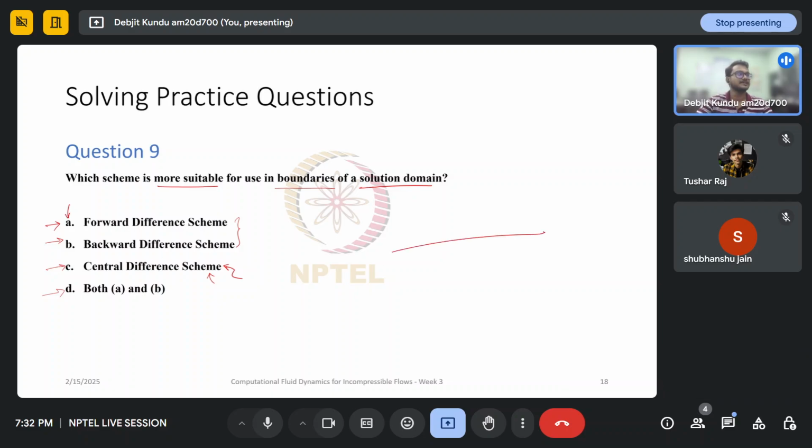If I have a domain like this, this is a boundary point, this is also a boundary point. So would forward difference scheme be most suitable for both of them?